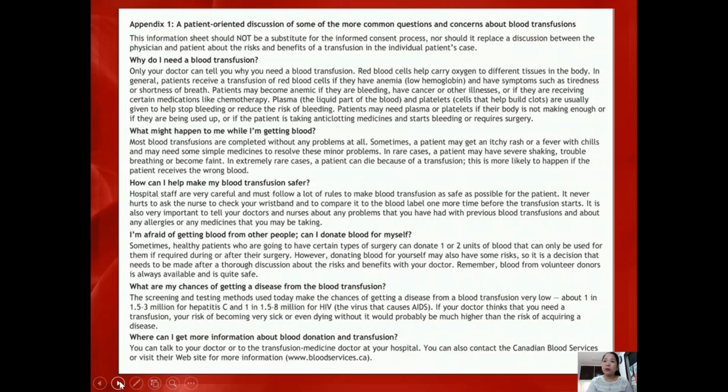But for the part of the voluntary donors who will be donating blood, the website of the DOH actually has a list of frequently asked questions for those who are willing to be blood donors.